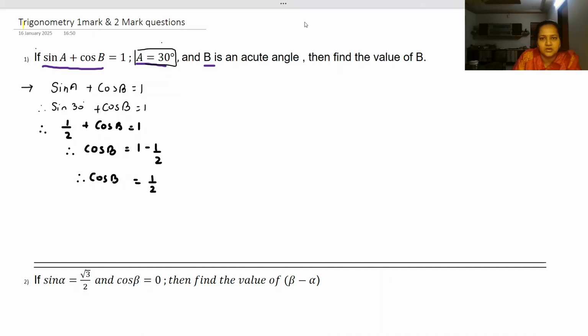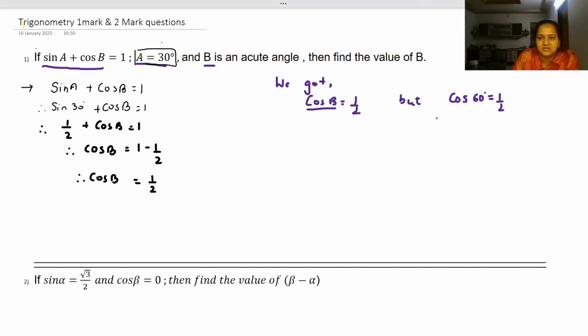Now look here. What's next? We got cos B is 1 by 2. But cos of which angle is 1 by 2? Take a minute and think. Cos of which angle is 1 by 2? Correct. Cos 60 is 1 by 2.